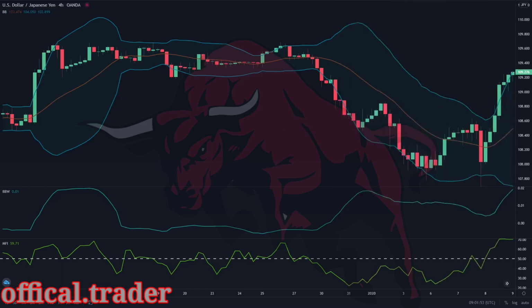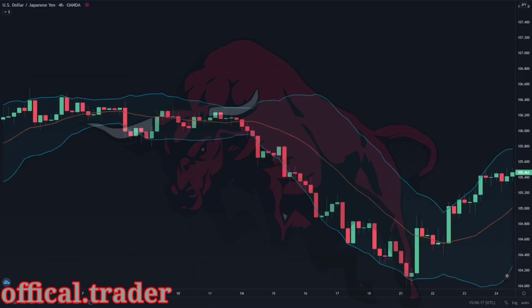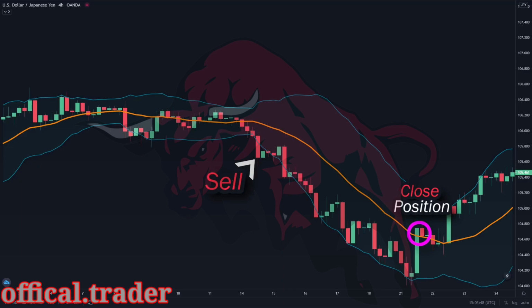So now, I'm going to teach you a really effective exit strategy that you can use to maximize your profits using the Bollinger Bands indicator. So, let's say you took a sell position here, and what you want to do is let your trades run until a candle breaks out of the middle SMA line. If the candle broke out like this, you close your position.